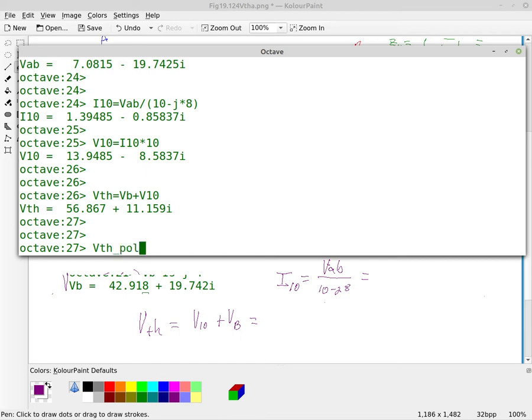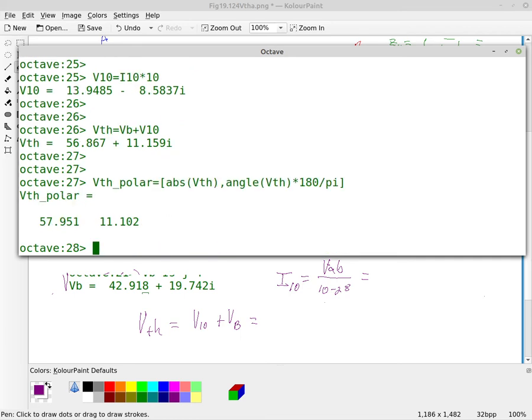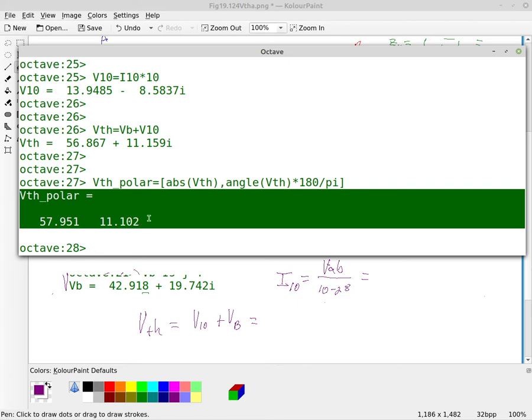Okay, so remember, for polar form, you have to basically take Pythagorean's theorem, and the absolute value function will do that for us. So I'm just going to use the absolute value function built in here. And then there's the angle function, which will give us the angle, but it gives us the angle in radians. So I'm going to multiply that by 180 and divide by pi radians, and that will get us the angle. So here we have V Thevenin is 57 at an angle of 11 degrees.